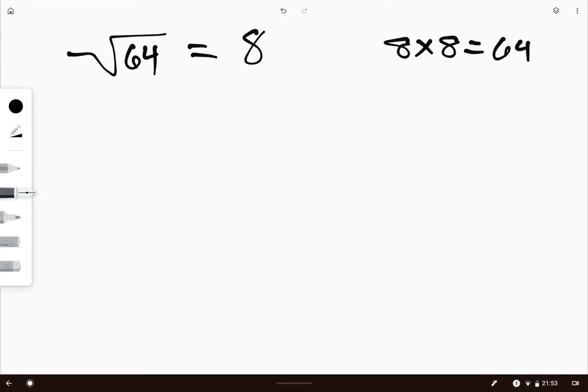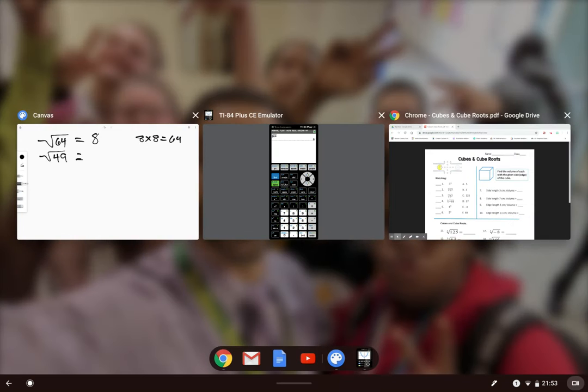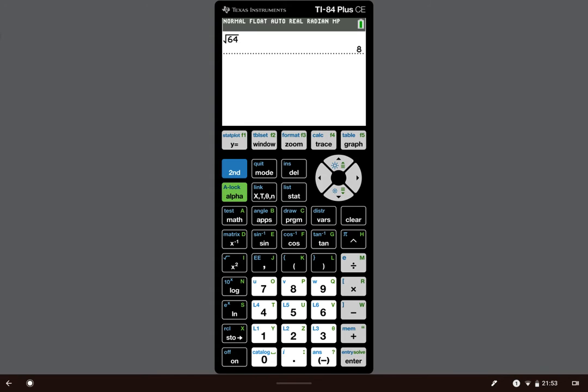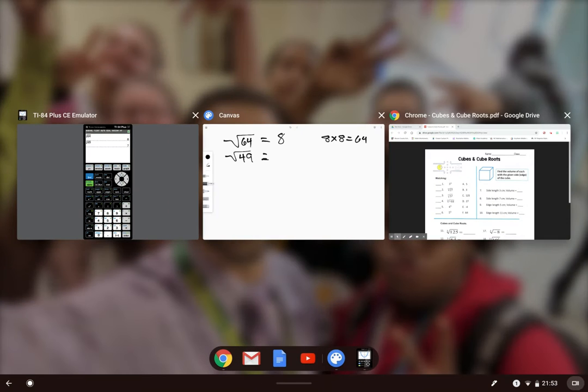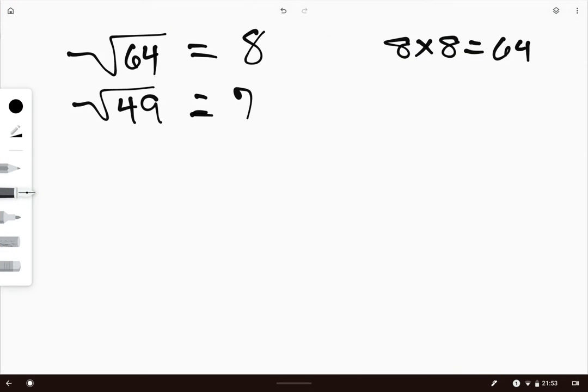Okay? And we've been doing enough square roots that I think you understand how to use that function key on your calculator. Same thing if I did the square root of 49. Type in 49, and it gives me 7, because 7 times 7 equals 49. And this is the same as 7 squared, just like 8 times 8 is the same as 8 squared, because the square root is the inverse or the opposite of an exponent.